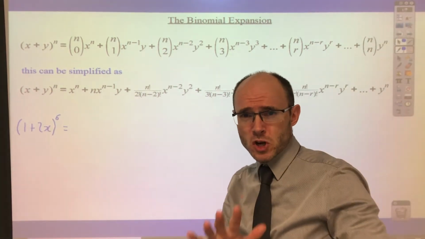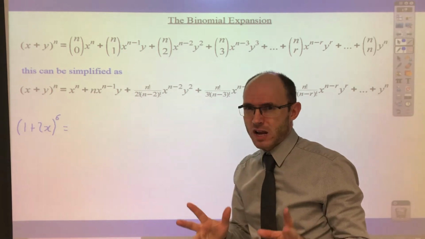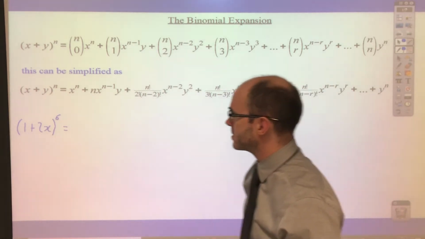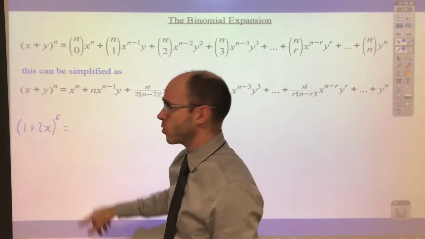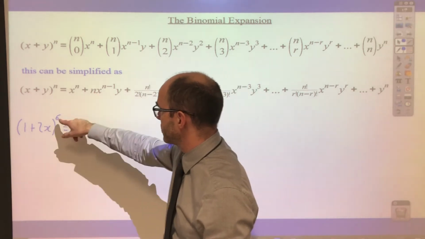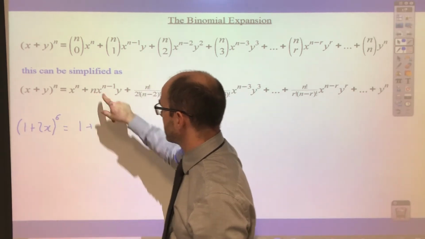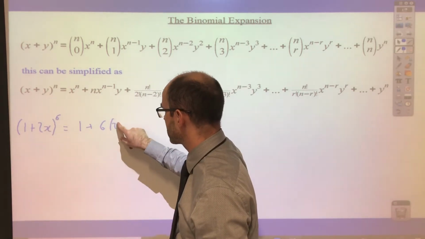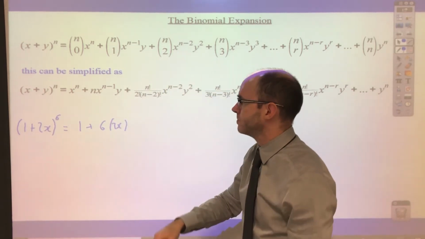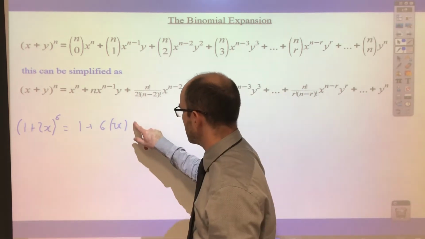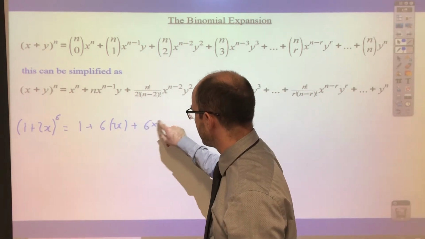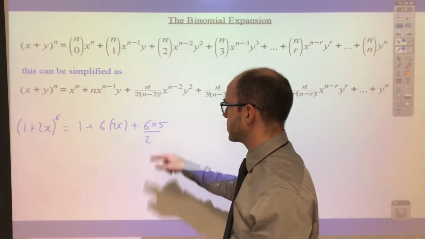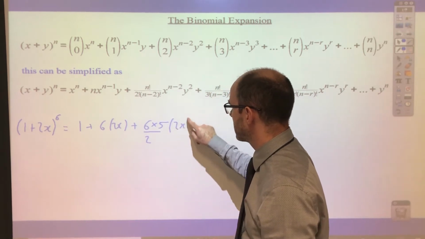Okay, in this example I'm going to show you a really quick, super fast way of doing it. Alright, so here we go. 1 plus 2x to the power of 6. Alright, so start off with 1 to the power of 6, 1. Okay, and then n, which is going to be 6, and then x to the power of n minus 1. Notice this is 2x, so that's going to be 2x all to the power of 1. Okay, and then the next term, right, 6 times by 5 over 2 factorial, and then 2x squared.